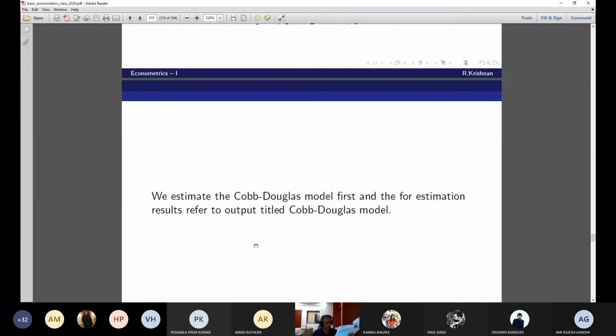The results look decent. Now, how will you test the hypothesis of constant returns to scale? Give me the F stat.